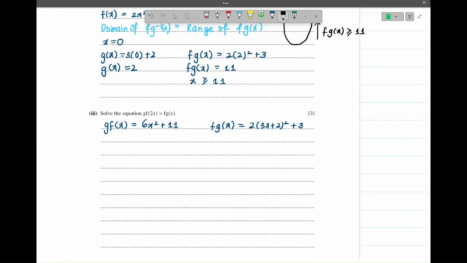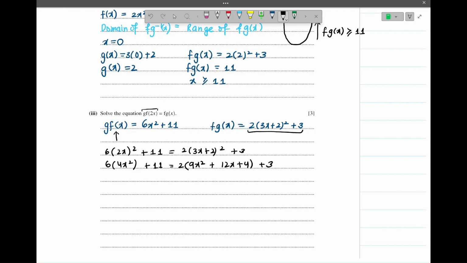Okay, now moving on to part 3. I've rewritten these equations over here from the first part that we figured out. So basically it says that in this equation we're going to plug in, instead of x, 2x. So let's see how that will work. (2x) whole square plus 11, and it says that this is equal to this part of the expression. That's going to be (3x plus 2) whole square plus 3, and this is going to leave us with 6 into 4x square plus 11 is equal to 9x square plus 12x plus 4 plus 3.